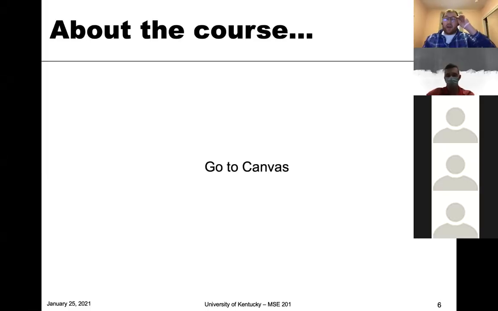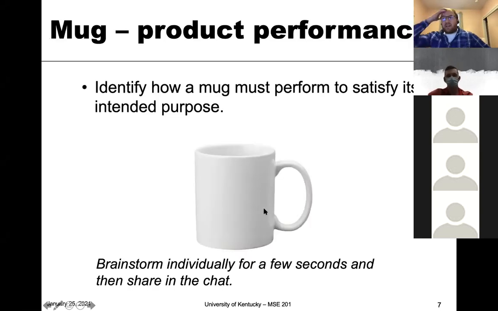All right, so what I want to do is give you a feel for what we want to do in materials science and what we want to do with this course. We're going to think about something basic. Imagine a mug, just a simple mug like everybody probably has at home right now. What I want you to do, you can do this by yourself, is identify things that a mug has to do to satisfy its intended purpose. So basically, what is the function of a mug?